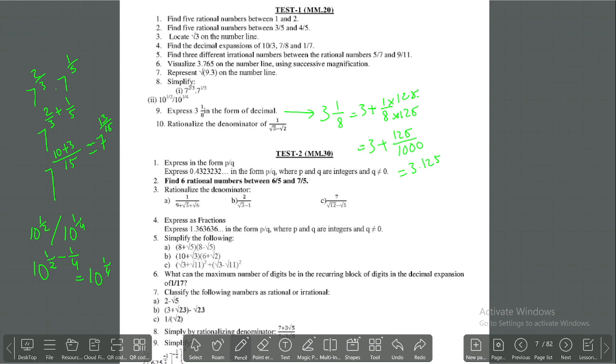3 1 by 8 in the decimal form. If it is 4 is there, then what you will multiply? 4 is there in the denominator. 25. 2 is there? 5.